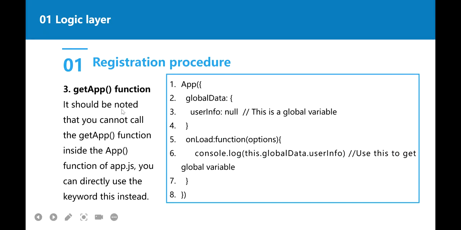It should be noted that we cannot call the getApp function inside the App function. We can directly use the keyword this.